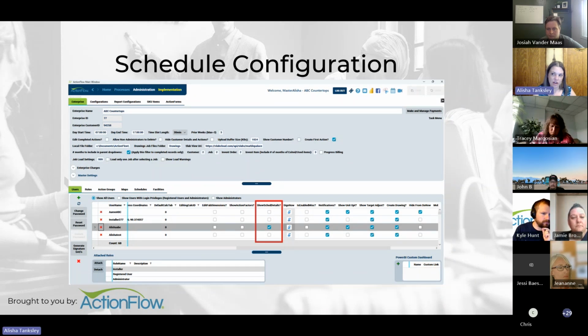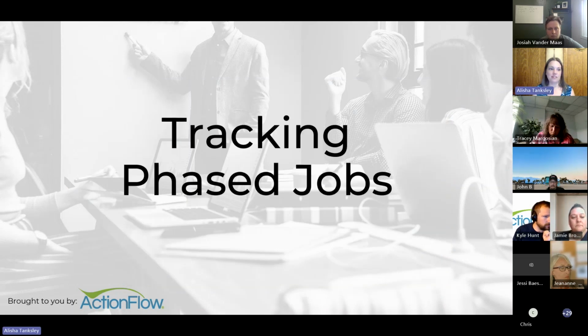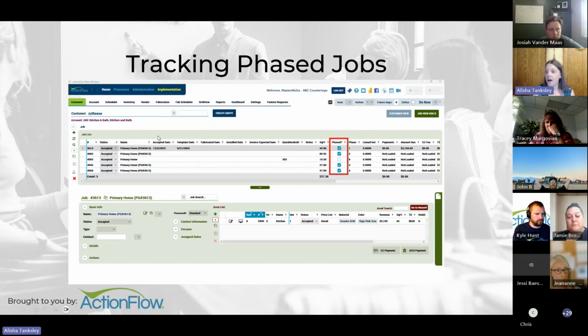Go for it. Okay. This is one of my new favorites. So this is tracking phased jobs. ActionFlow has the ability to phase your jobs out. So if you have a job with multiple areas, but you need to schedule those areas separately for fabrication or template or install, you can phase those jobs out. And ActionFlow now allows you to track those phases.